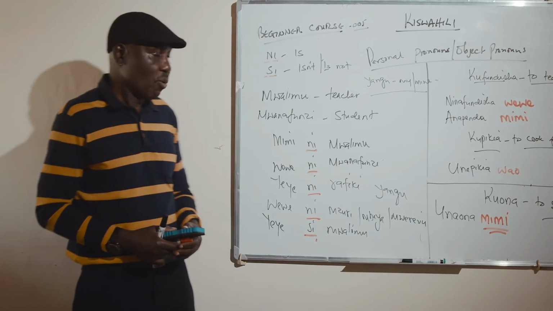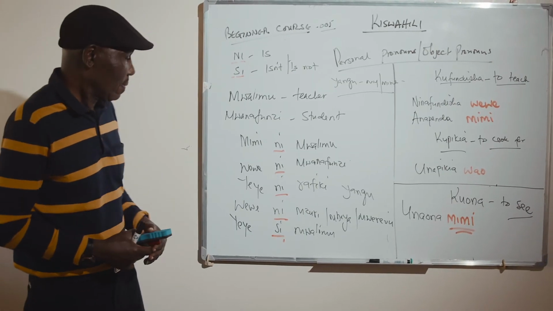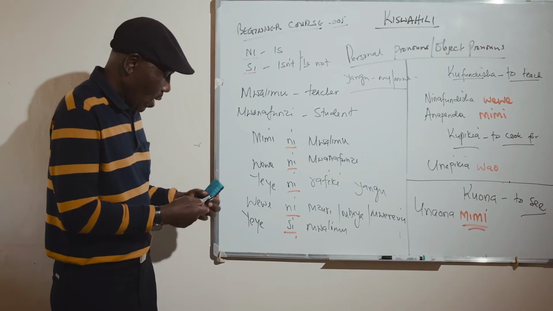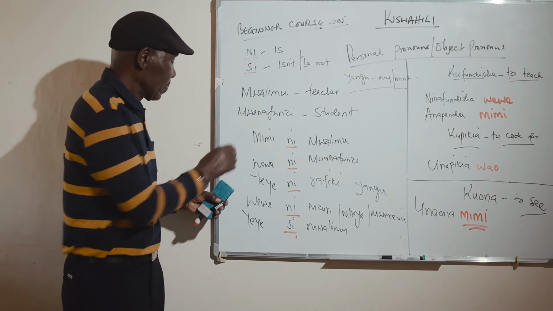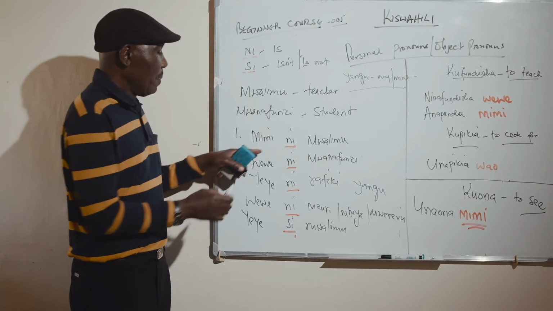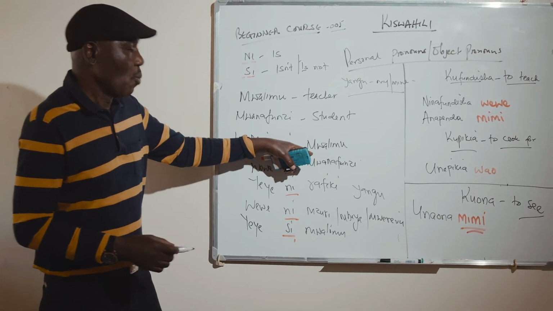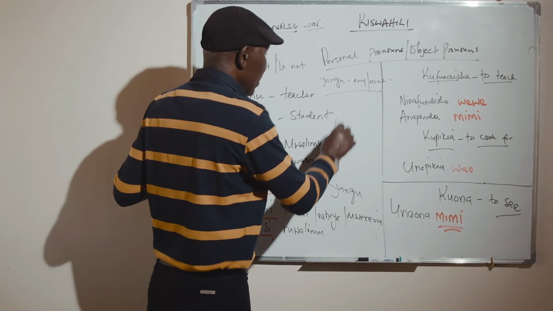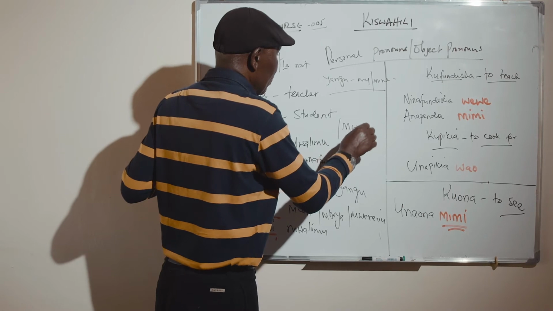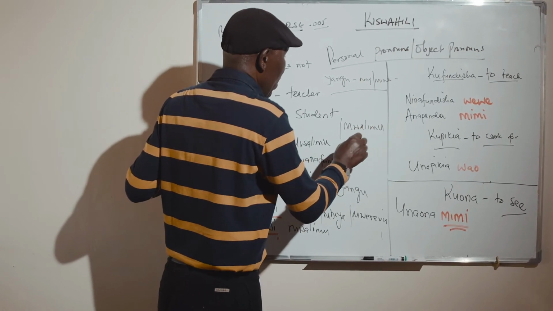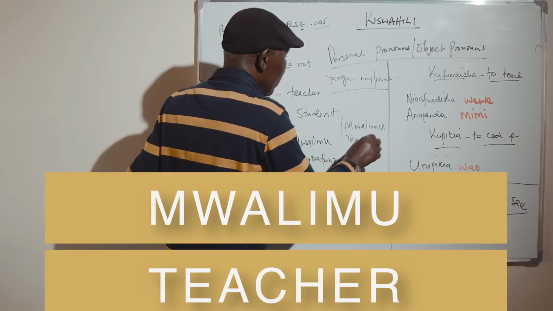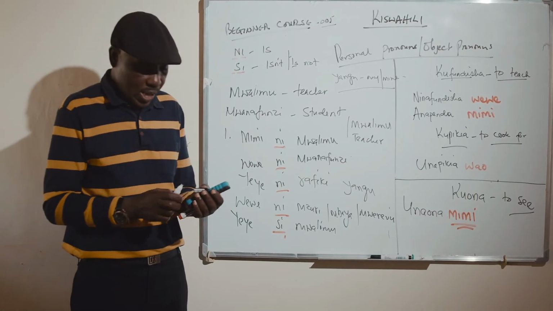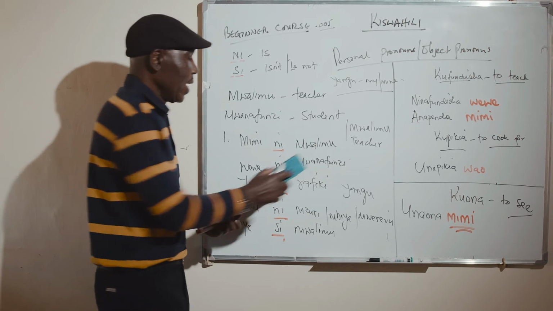So let's look at the following sentences. Now we have sentence number 1, mimi ni mwalimu. And mwalimu is teacher. Mimi ni mwalimu.